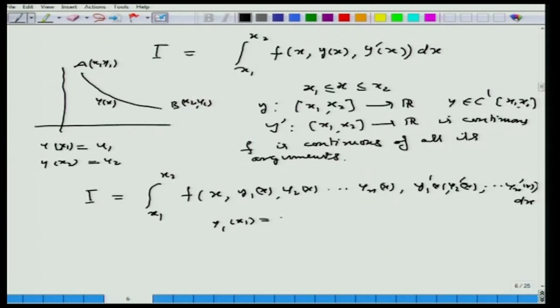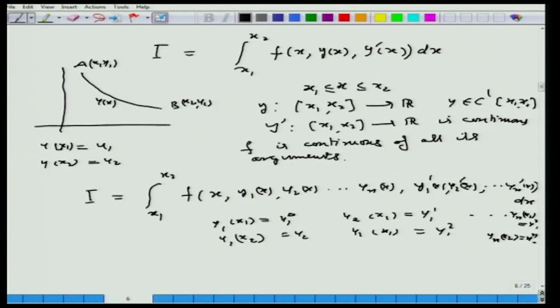So, there will be conditions on this: y1 at x2 will be y2, and this should hold for all of those. y2 at x1 will be, rather, y11 you can put here, y2 at x2 is y21, and so on. You have yn(x1) as yn1 and yn(x2) as yn2 here. So, these are the additional conditions to be satisfied so that the curve passes through those given points here.